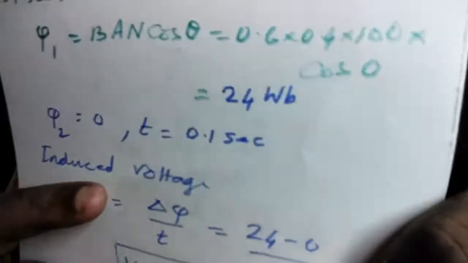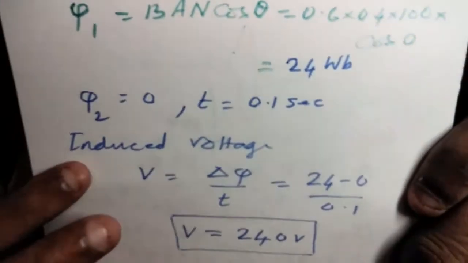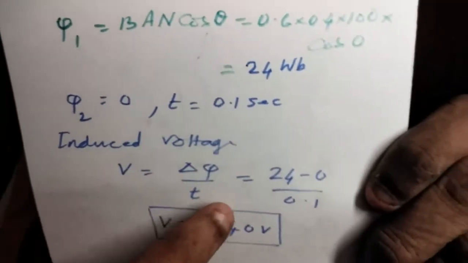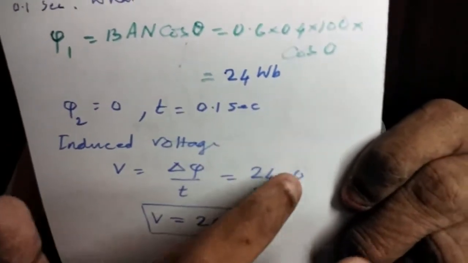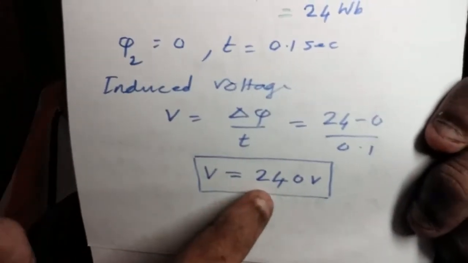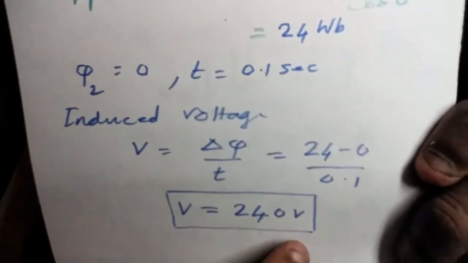Total final flux is 0 because the coil is taken out of the field. There is no flux linkage there. So phi 2 equals 0. T is 0.1 seconds. Then the induced EMF V equals delta phi by T. It is 24 minus 0 by 0.1, or V equals 240 volts. That's all. Thank you.